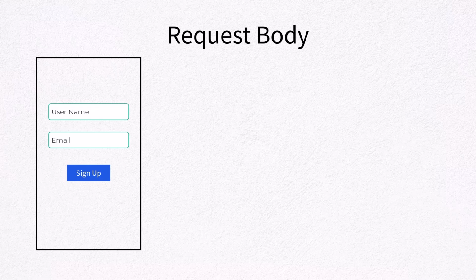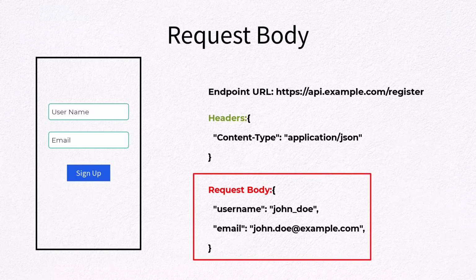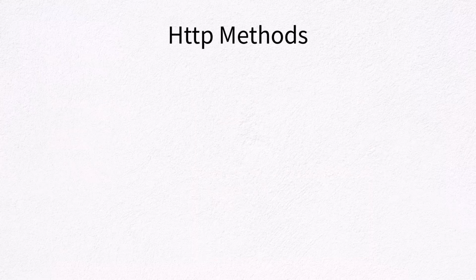So let's say we are creating a new account by making an API call, and in that case we need to send the username and the email to the server. So we are going to include this information in the body of our API request, and our header will indicate what type of data we are including in the body of our API request.